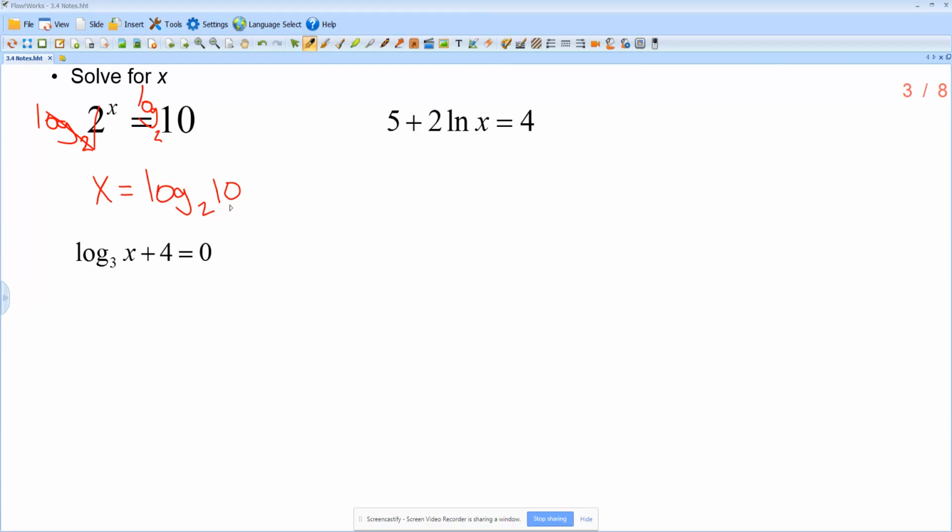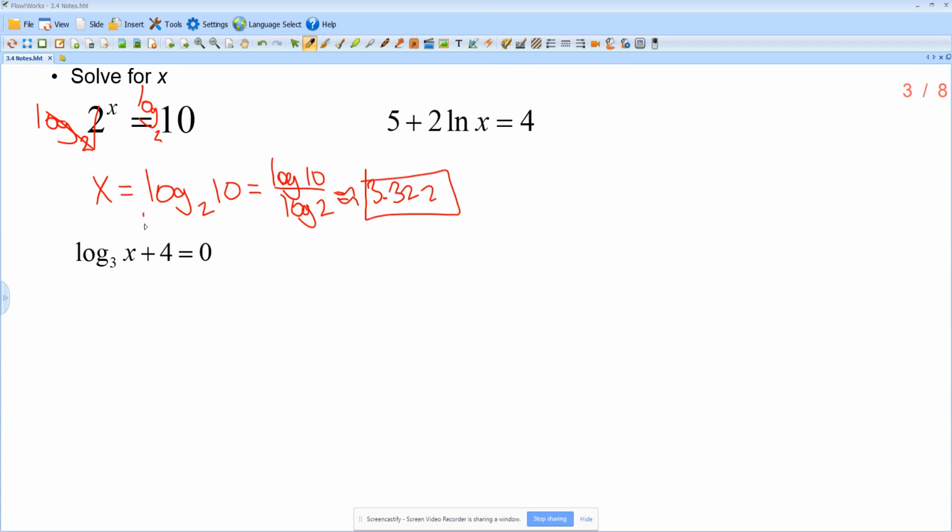Now, this is not an integer. 2 to no integer power gives me 10. But if I went to the change of base formula, this is the same as log of 10 over log of 2. And in a calculator, if we did that, we get approximately 3.322.